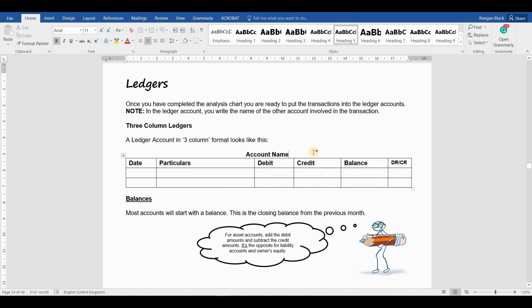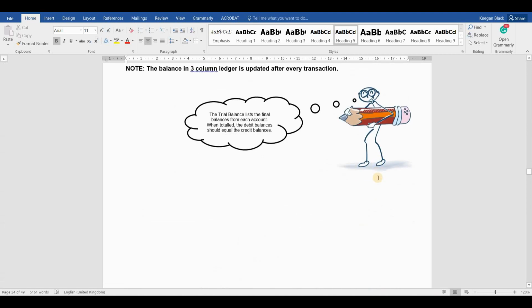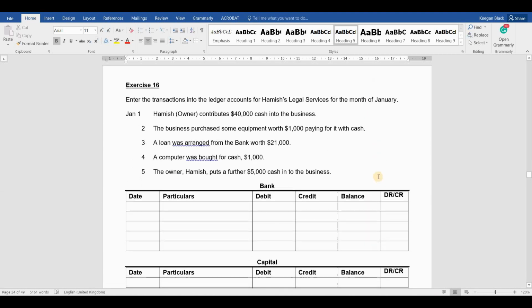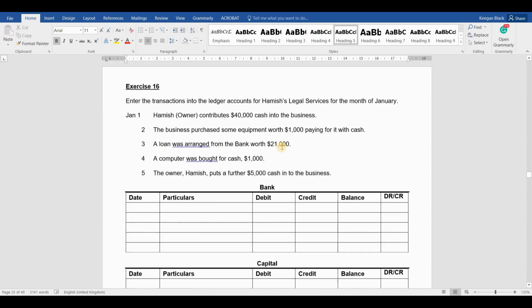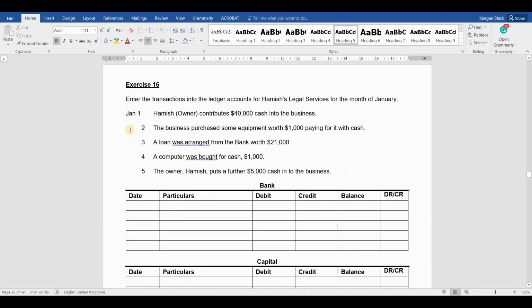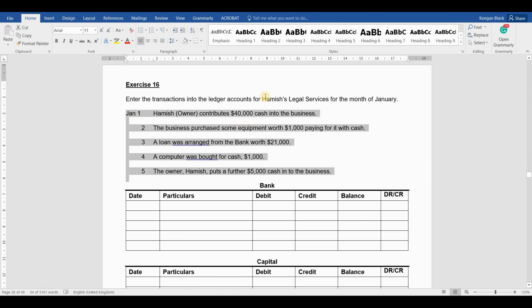Now the easiest way to learn how ledgers work is really just to do some. So we'll take a look at a few transactions and we'll put them into ledgers. So this here is an exercise that we've got. I believe it's in your book on page 26. And you can see that it's got 5 different transactions here for Hamish and his business, Hamish's Legal Services.